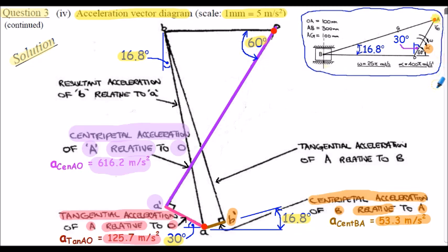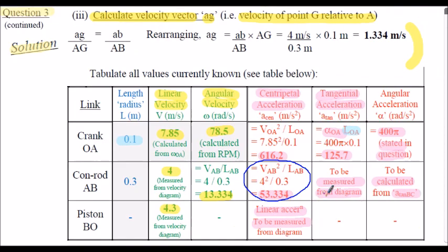Now we review the centripetal acceleration of point B relative to A. That will be in this sense as shown, again inward seeking towards A. So that allows us to draw the centripetal acceleration on our diagram from A to B dash. The centripetal acceleration calculated from our table, B to A, was 53.3 meters per second squared, shown here in our table.